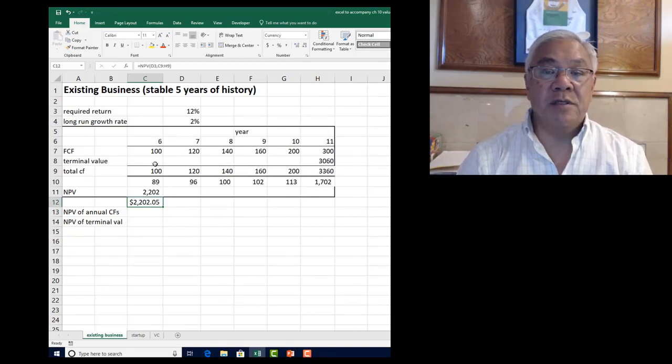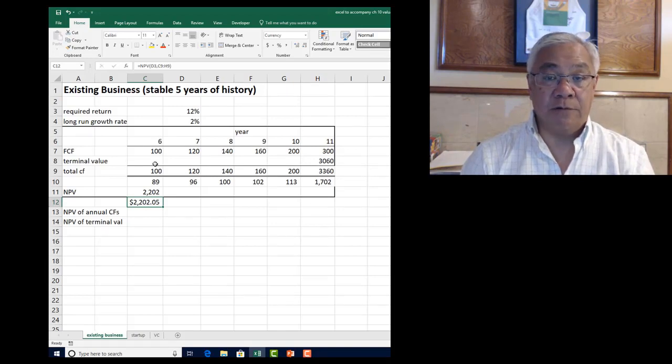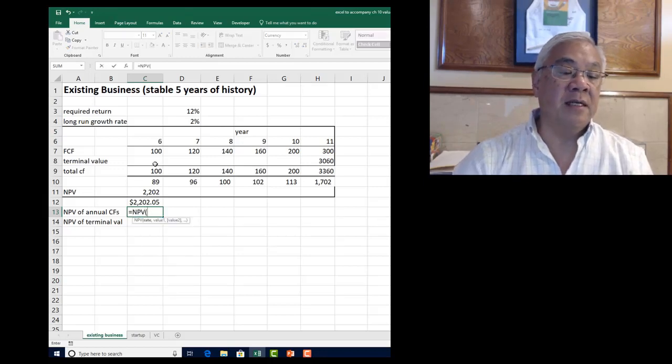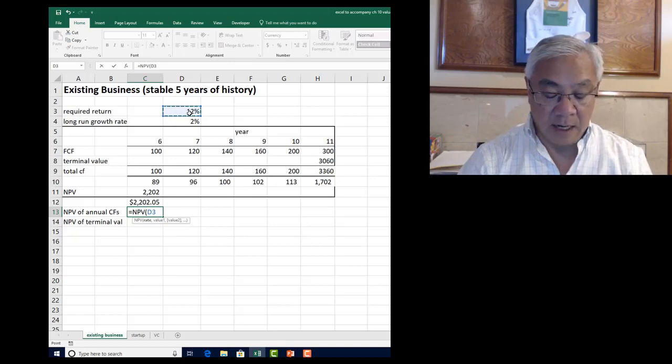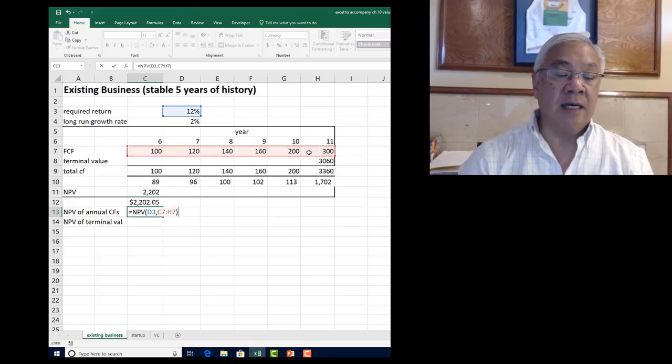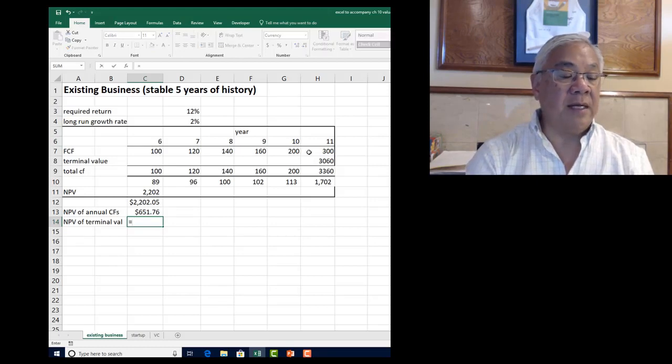Next, we're going to decompose the net present values. Did the cash flows from operations drive the present value, or therefore the value, or did the terminal value drive the value? So we'll do them individually, and I think that's easier once you see it. So first you say, well, what are the annual cash flows and what's the NPV? So we use our friend the NPV formula, equals NPV, open parens. The first parameter is the rate, comma, and then you shade from T1 to last year. So that's the cash flows just from running the business. So that's 651.